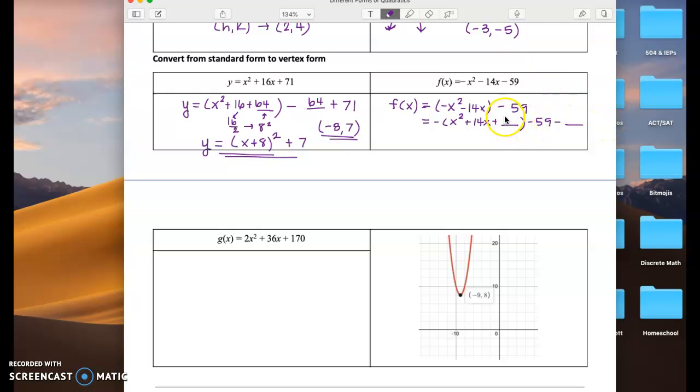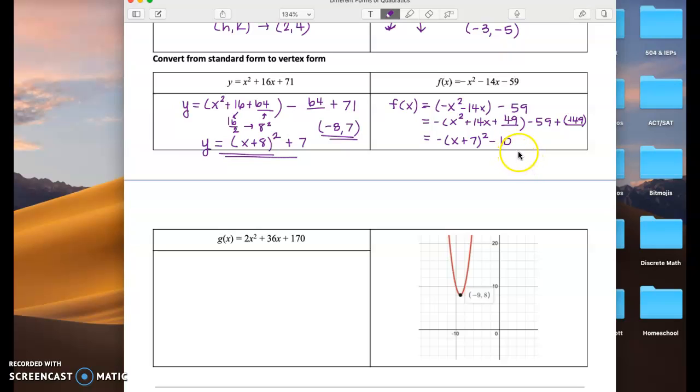7 squared is 49. Now, we want to be careful because when we have a negative out in the front, we didn't actually add 49, it's a negative 49. So back here, we're going to make that a negative 49. So if I really subtracted it the first time, to keep that in balance, I have to add. And then we simplify. And so that would be that function rule in vertex form.